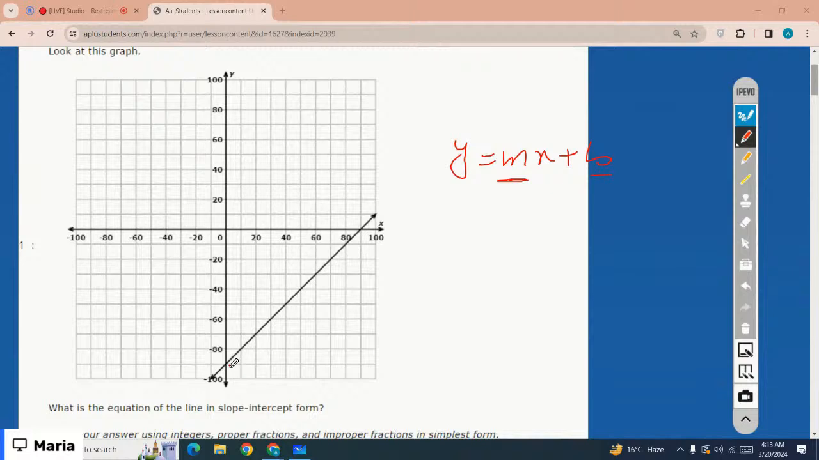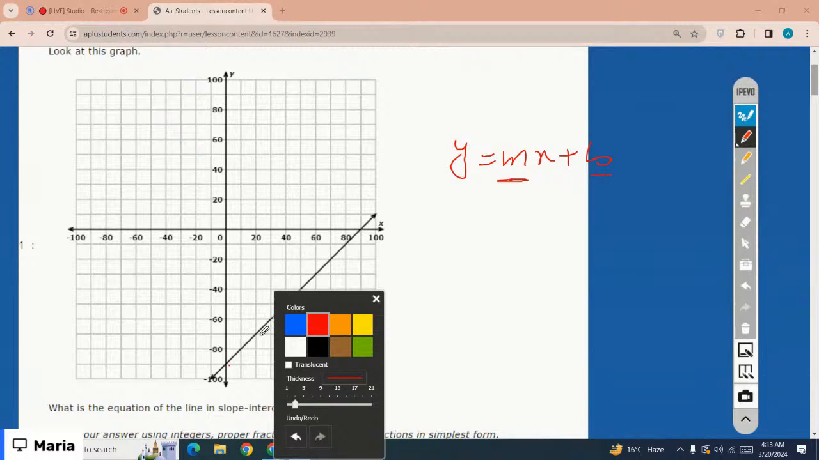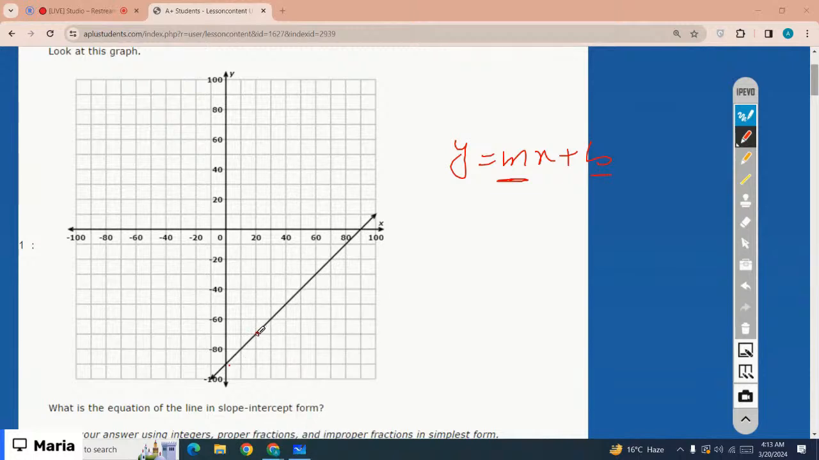So you have to select any 2 points, right? Like this one, and any point you can select. So make a triangle like this. Here you have 2 and 2. That means the slope is 2 over 2, change in y divided by change in x. That means that is 1. So y equals mx plus b is y equals x minus 90. Got it? The correct option is y equals x minus 90, right?